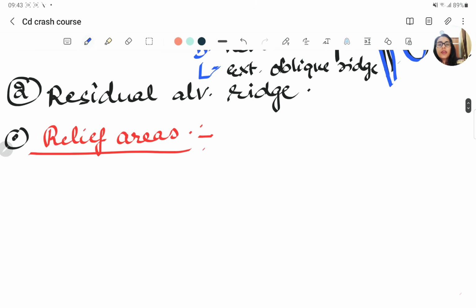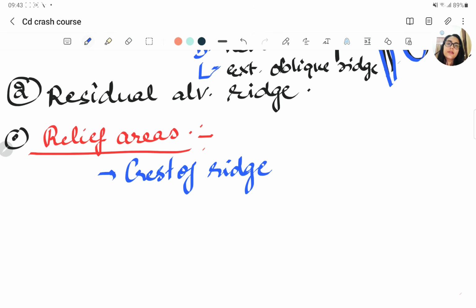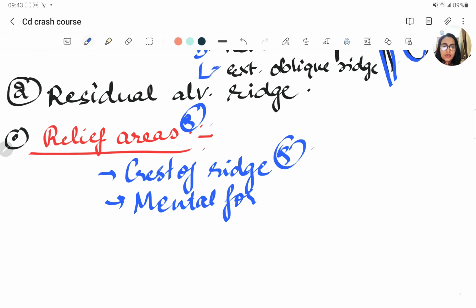Talking about the relief areas in the mandible, we have crest of the ridge. So crest of the residual ridge. For maxilla, it is a secondary stress bearing area. For mandible, the crest of the ridge is a relief area. Always remember this fact. What are the relief areas? Again, very important. The mental foramen is again a relief area. Then we have genial tubercle, a relief area.